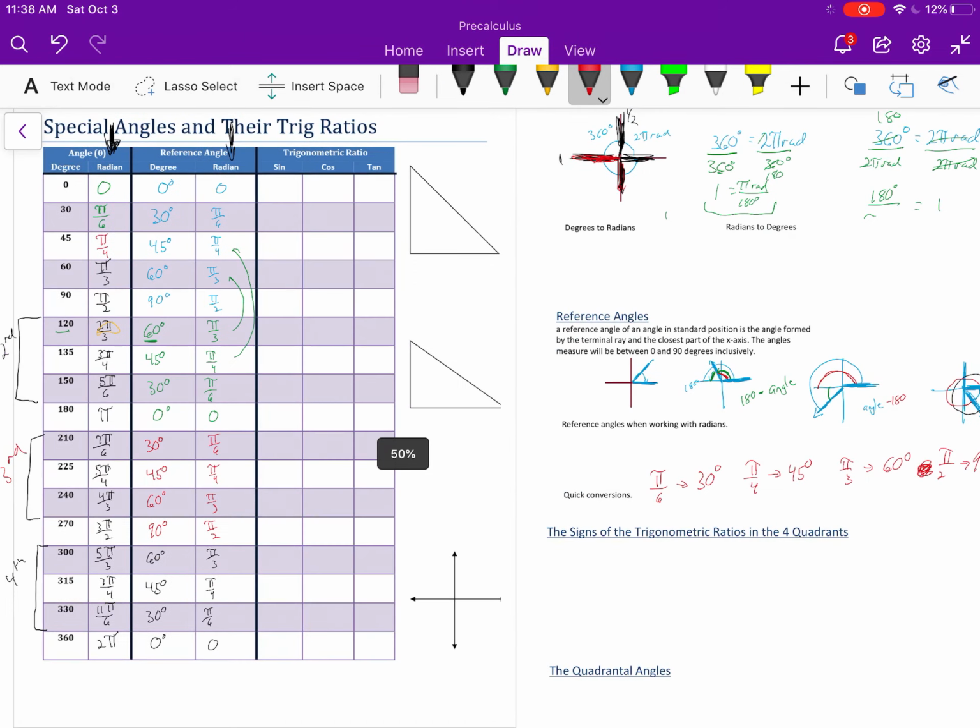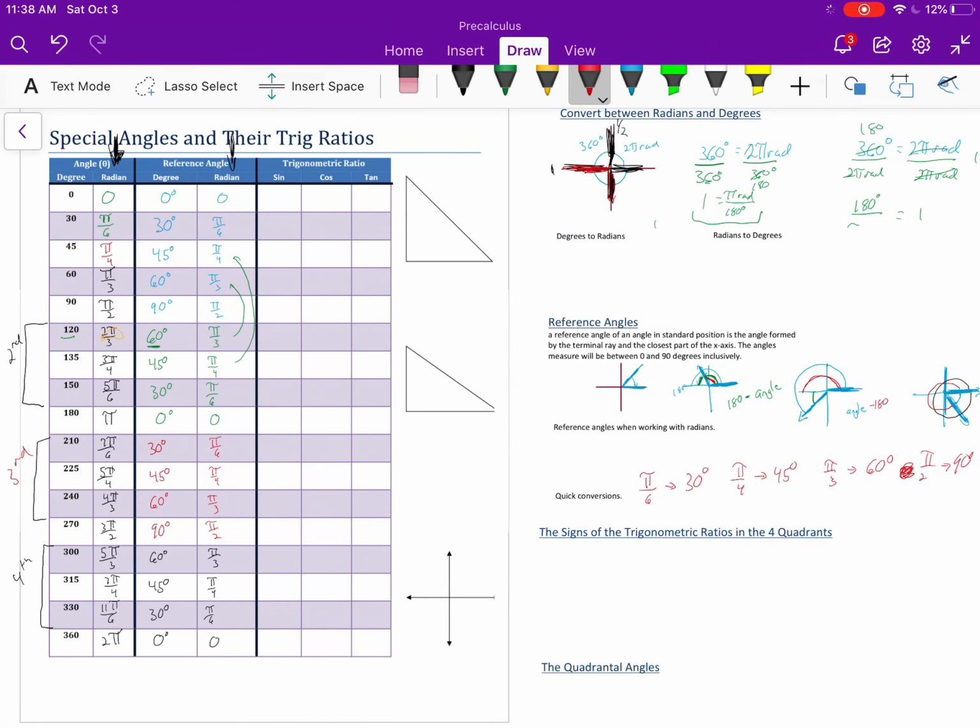So that's how we find the reference angles. Reference angles are going to be used to help us fill out these last 3 columns pretty shortly.